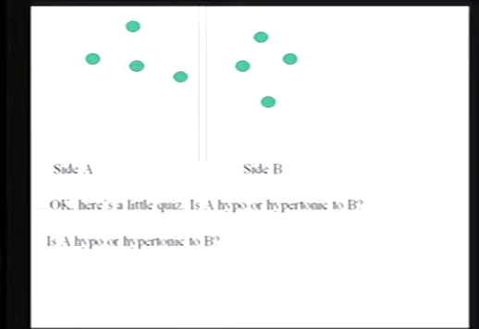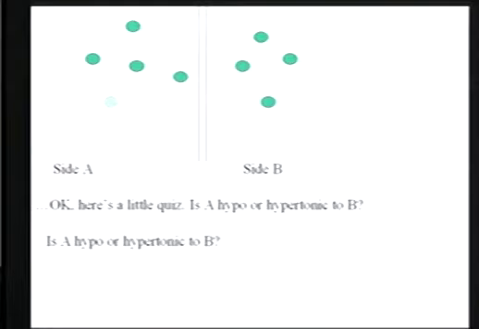Well, let's change the situation a little bit here. Is A hypo or hypertonic to B? Yeah, it's a trick question. It's neither. It's isotonic. We've got the same number of molecules of dissolved solute on side A as side B. They're the same concentrations. So they're isotonic with respect to each other. They are the same. Everybody see how that works?